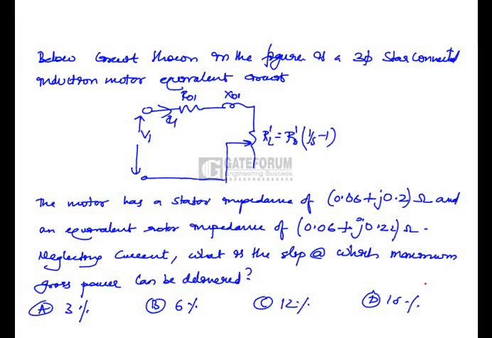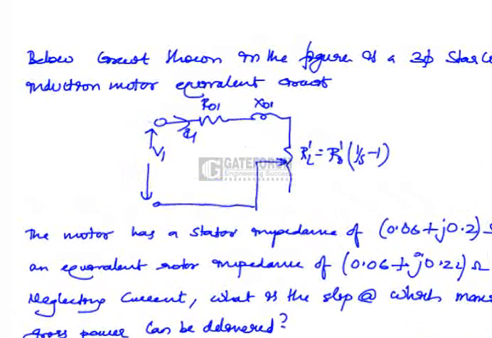Shown in figure is a three-phase star-connected induction motor equivalent circuit. The motor has stator impedance of 0.06 + j0.2 ohms and an equivalent rotor impedance of 0.06 + j0.22 ohms. Neglecting the current, what is the slip at which maximum gross power can be delivered?